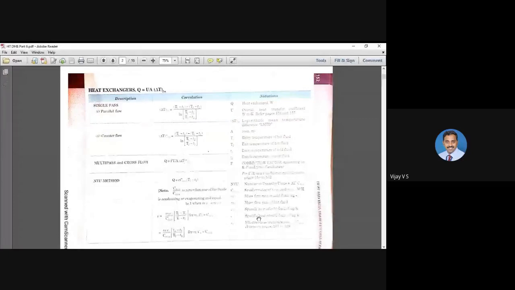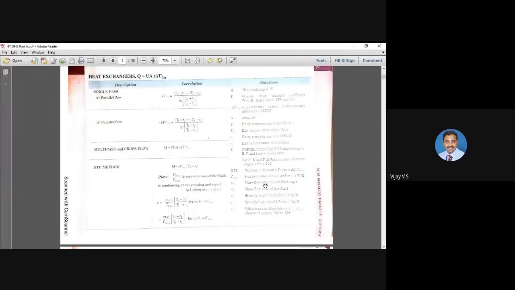Okay, so on page number 152, we have already seen the LMTD formula. The first two will give you the LMTD formula. The third row will give you the heat transfer rate in multipass and cross flow, which should be multiplied by a correction factor. Now for the NTU method we will see here. For the NTU method, Q is given by epsilon into C minimum into T1 minus T1. They have already given NTU, the number of transfer units, which is given by UA by C minimum. C minimum is the smaller of MHCPH and MCCPC. That is what is given here.